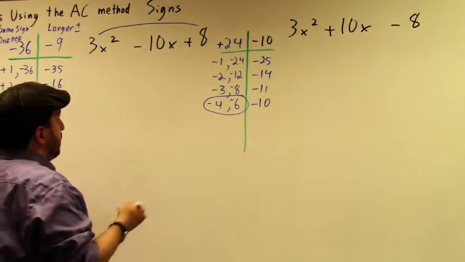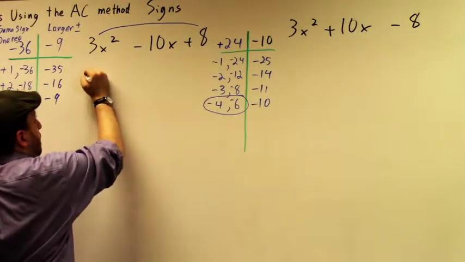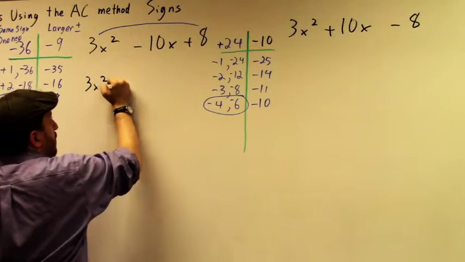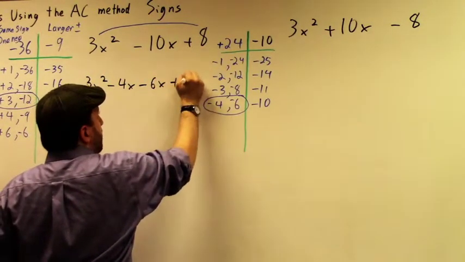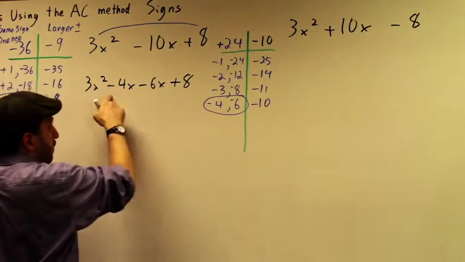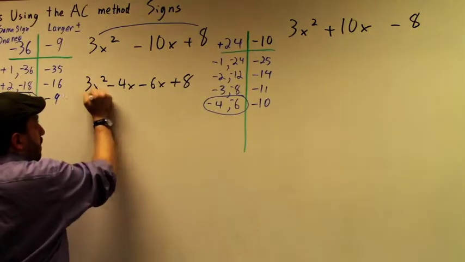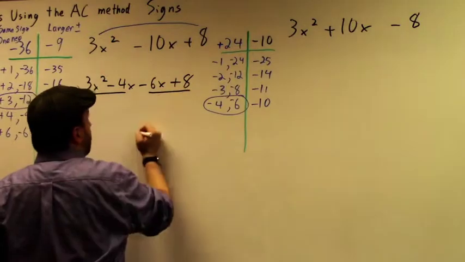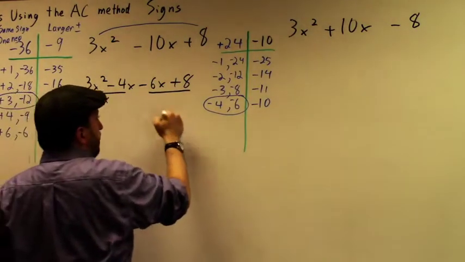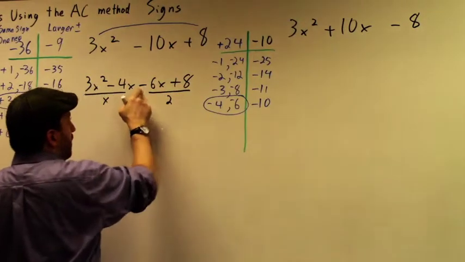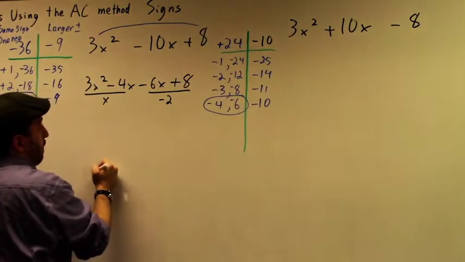So we're going to finish the problem by rewriting our middle term. So I'm going to have minus 4x minus 6x plus 8. Because both of these guys are negative, they're going to be negative here. Then I'm going to factor out my GCF. So my GCF here is x, and that's it. My GCF here is going to be 2, and because that guy's negative, it's going to be a negative 2.